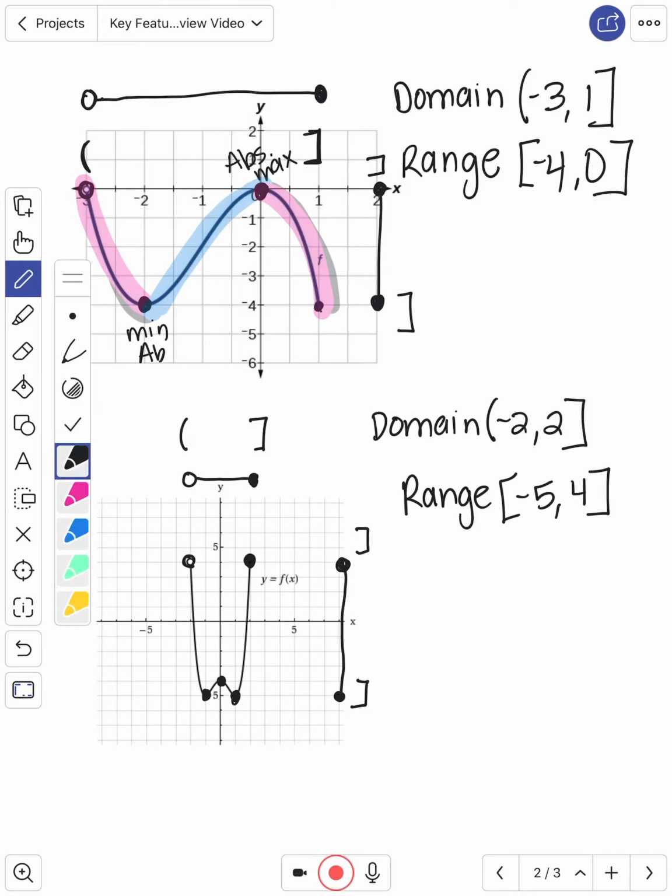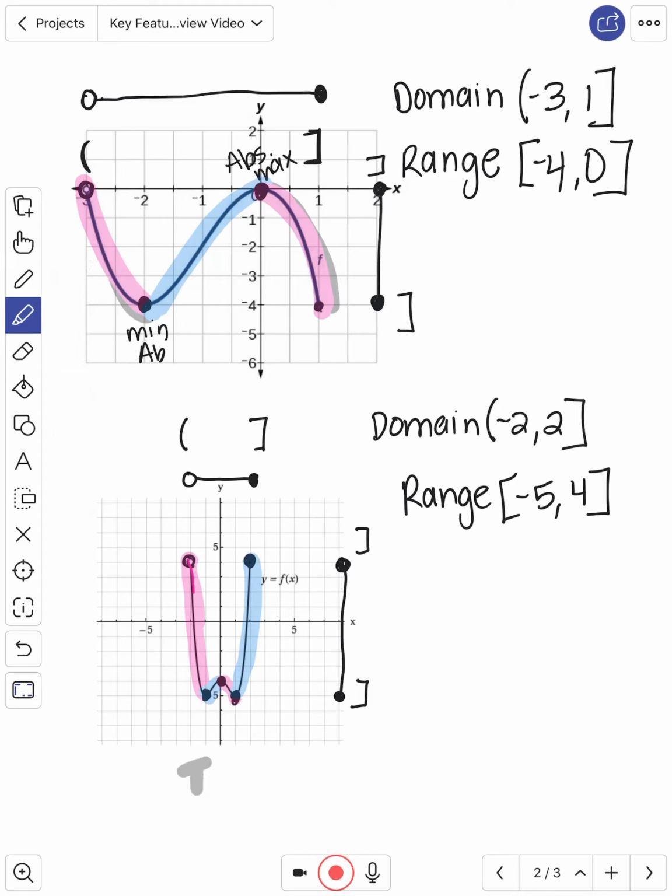And if we're talking about increasing and decreasing, so this is decreasing from -2 to -1. It increases from -1 to 0. It decreases again from 0 to 1. And then it starts to increase again from 1 to 2.